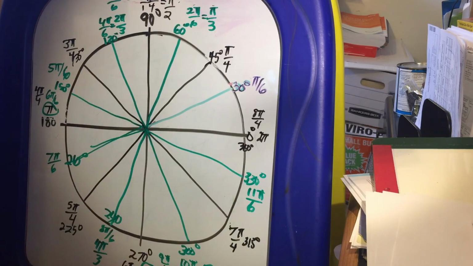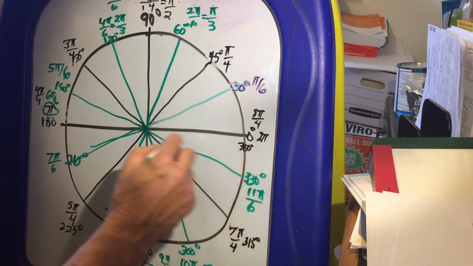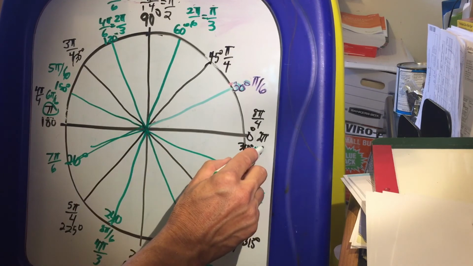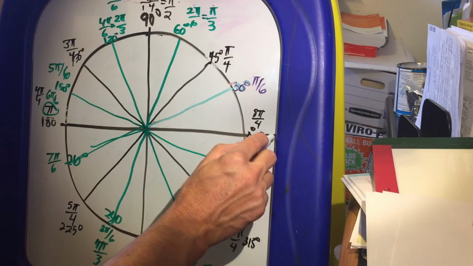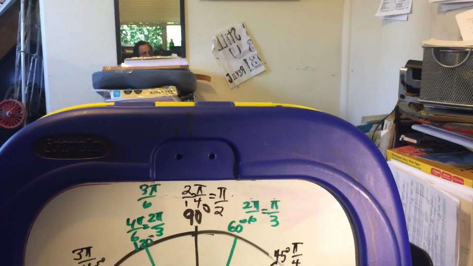And 11 pi over 6 doesn't reduce. 12 pi over 6. Well, guess what that is? 360 degrees. 12 pi over 6. 2 pi. We already have it. Now that is the Zee-zee way of doing the unit circle. Now you tell me that wasn't amazingly cool. That is the way to do a unit circle.